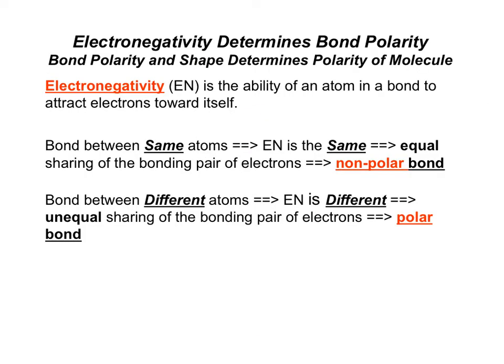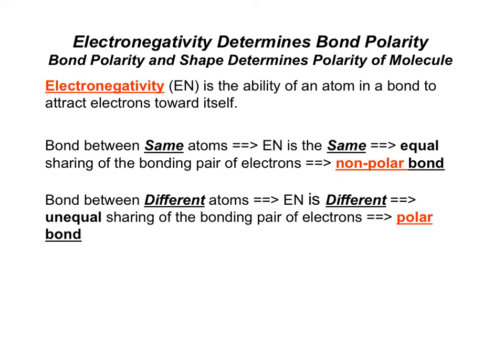Shape and bond polarity determines the overall polarity of a molecule. Electronegativity is the ability of an atom in a bond to attract electrons toward itself. This property determines bond polarity. When two of the same atoms bond together, the ability of each atom to attract electrons toward itself is the same. This means the bonding pair of electrons are shared equally between the atoms. This equal sharing is called a nonpolar bond.